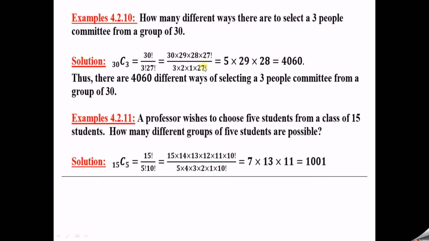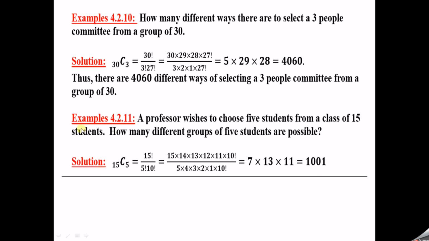And if we cancel 27 factorial, we have 27 factorial in the numerator as well as in the denominator. If we cancel that, we are left with 30 times 29 times 28 divided by 3 times 2 in the denominator. That gives 4060. So there are 4060 different ways of selecting a 3 people committee. So how many 3 people committees can we select? 4060 committees we can form from a group of 30 people.